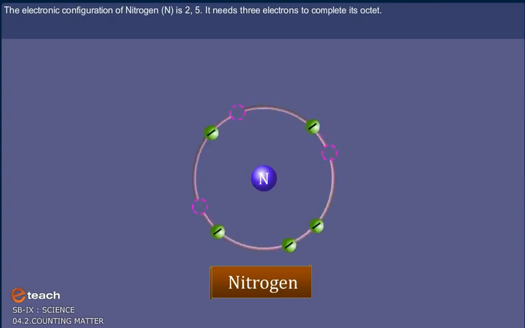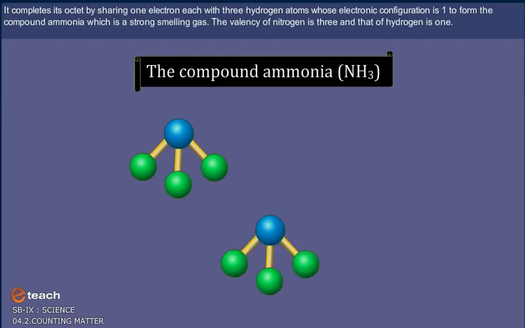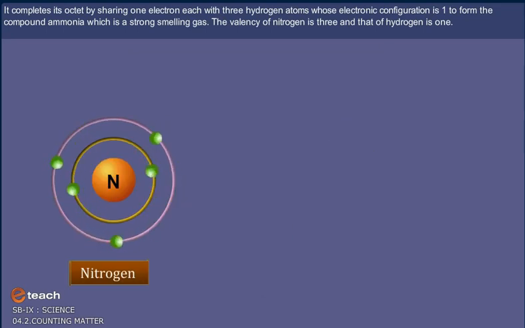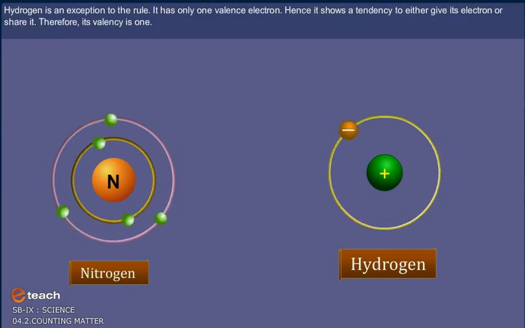The electronic configuration of nitrogen, that is N, is 2, 5. It needs 3 electrons to complete its octet. It completes its octet by sharing 1 electron each with 3 hydrogen atoms, whose electronic configuration is 1, to form the compound ammonia, NH3, which is a strong smelling gas. The valency of nitrogen is 3 and that of hydrogen is 1.